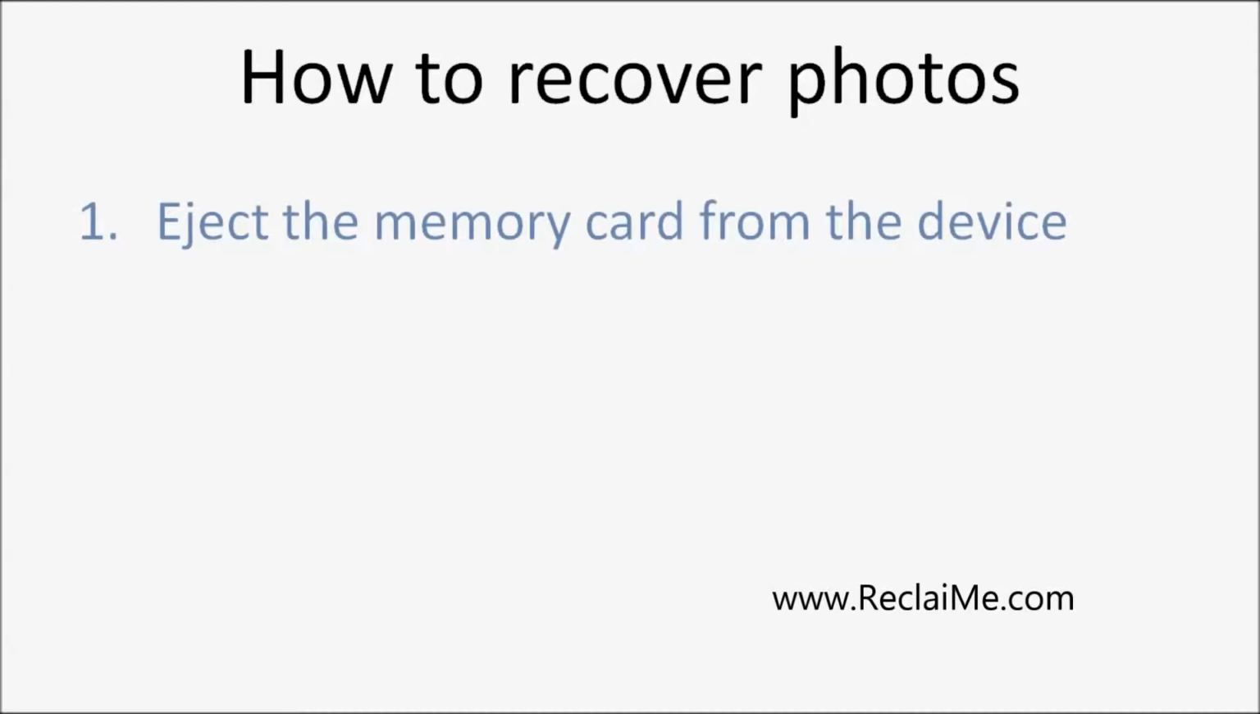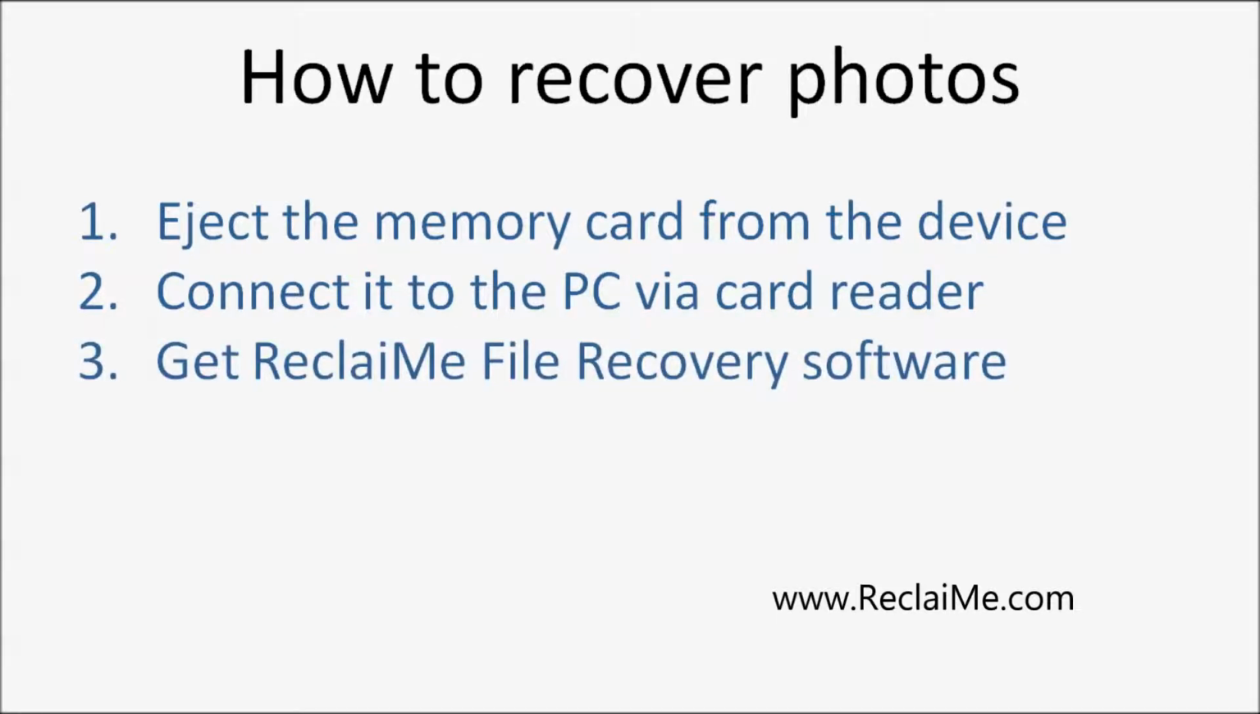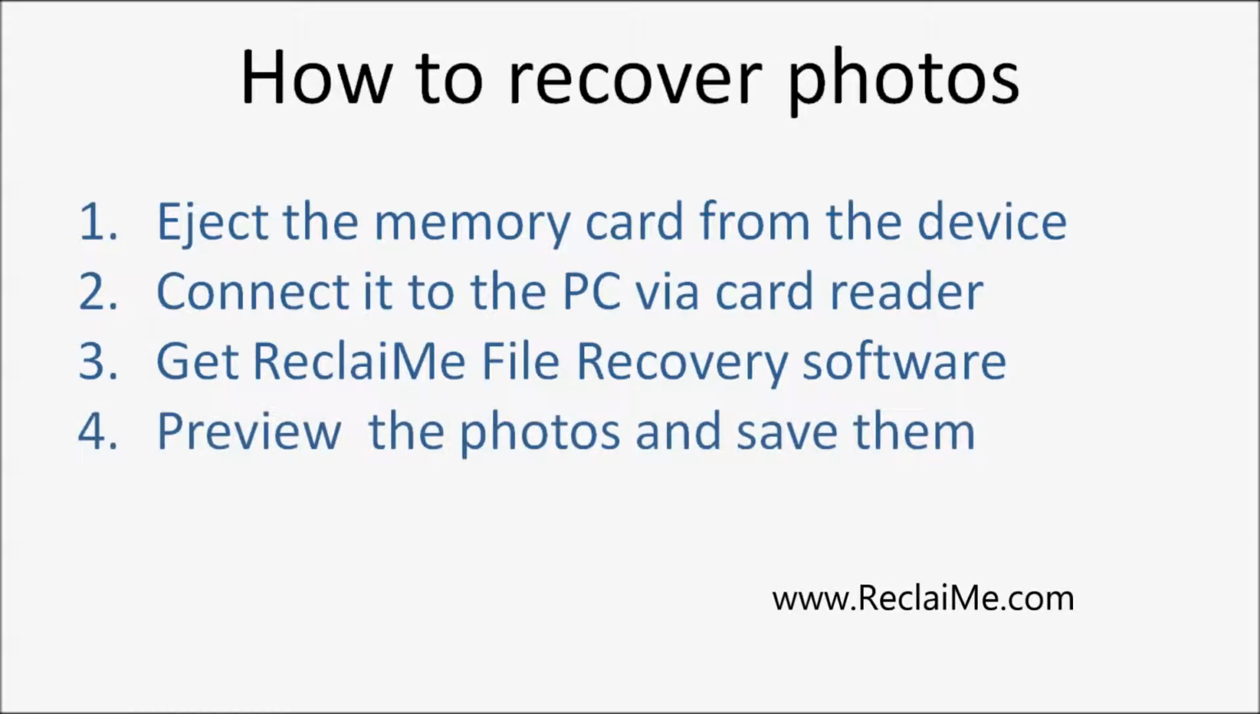Namely, eject the memory card from the device, connect it to the PC via card reader, download, install and launch ReclaiMe File Recovery software, preview the extracted photos and videos, and then save them to a safe location. Since it does not matter what the cause of photo loss is, I just format the memory card and then try to recover photos from it.